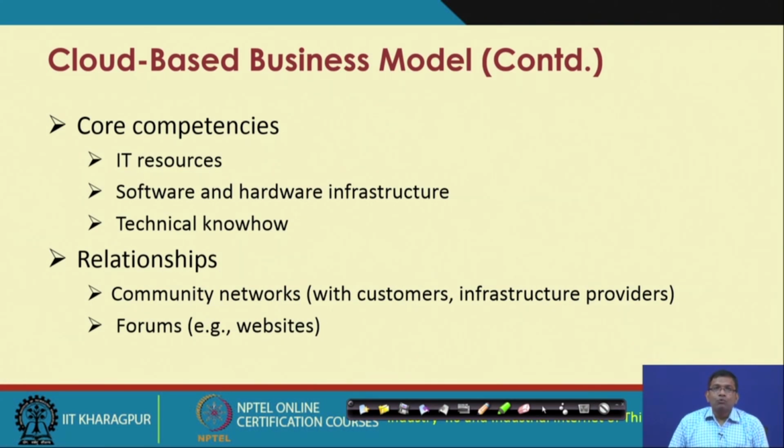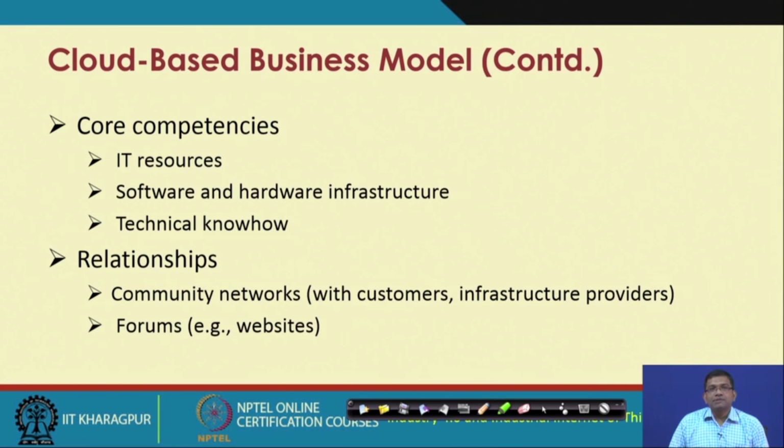So, the next one is the core competencies. If we are talking about the cloud based business model, what is very integral is the core competencies, like the IT resources, IT meaning information technology resources: the software that is used, the hardware infrastructure that is used, and the technical know-how, that is also very important. These are the three primary things, the IT resources, software, hardware, infrastructure, and the technical know-how. These are the key things to be considered under core competencies.